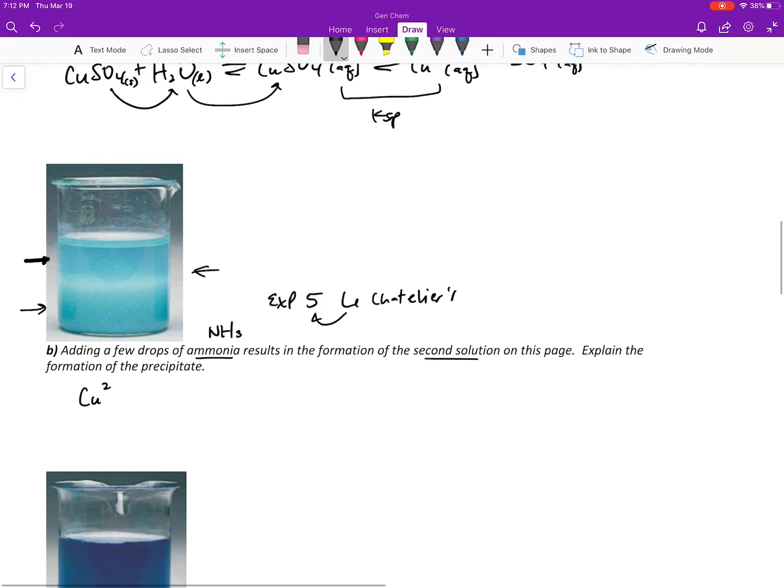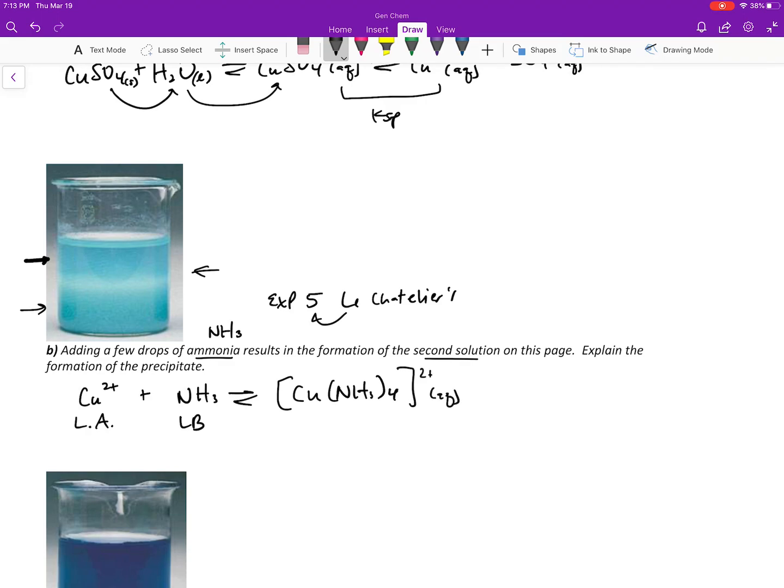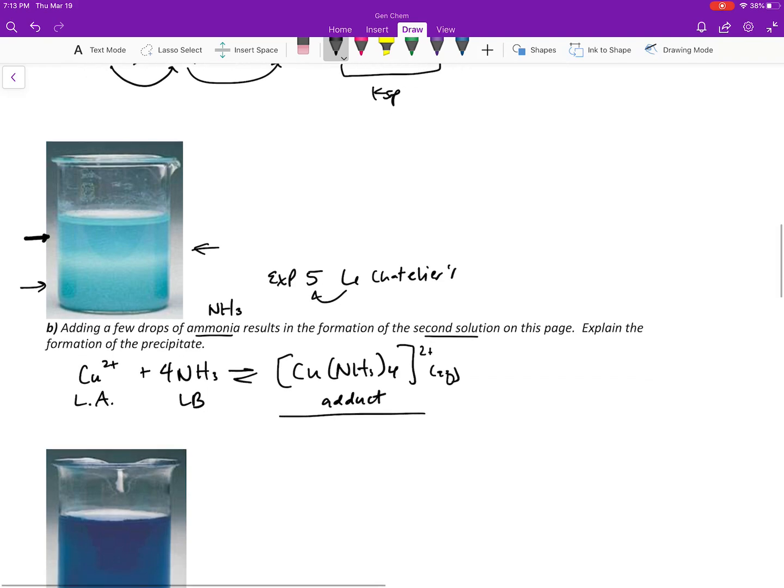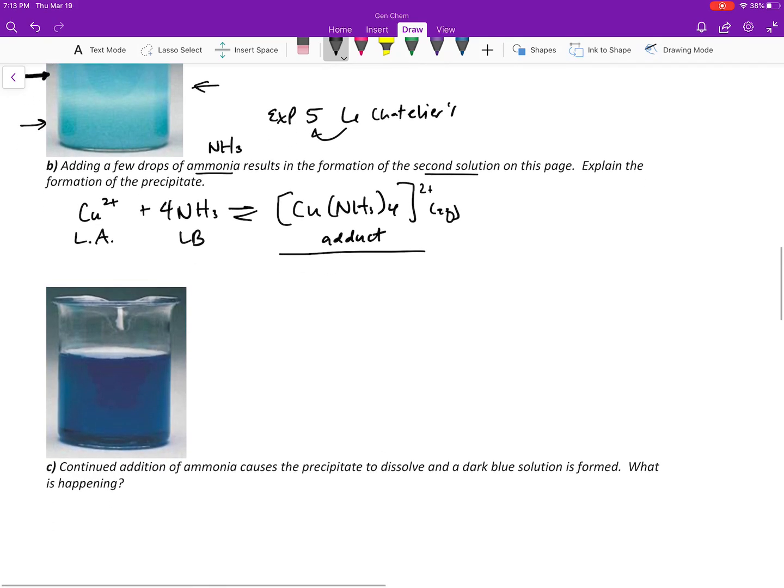So what's happening here? Well, now I'm taking the Cu2+, which is my Lewis acid, and I'm taking my ammonia, which is my Lewis base, and I'm forming an acid-base adduct. If you remember back to that definition we talked about when we defined Lewis acids and bases. Now I would not expect you to be able to predict the formation of this specifically. We're just practicing kind of what's happening in these equations.